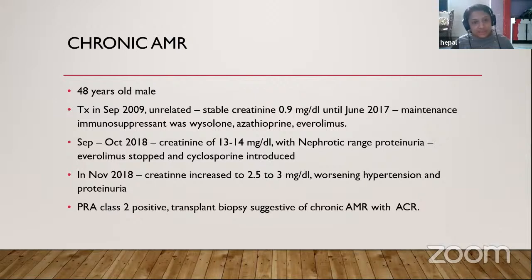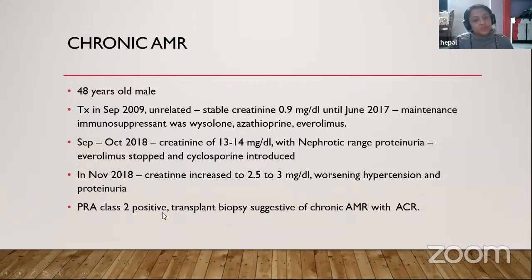October 2018, the creatinine went to 1.3 to 1.4 milligram per deciliter with nephrotic range proteinuria and acute onset of hypertension. With the nephrotic range proteinuria, everolimus was stopped and cyclosporin was introduced. In November 2018, the creatinine further increased to 2.5 to 3 milligram per deciliter with worsening hypertension and proteinuria, worsening to UPCR of 7 to 10.